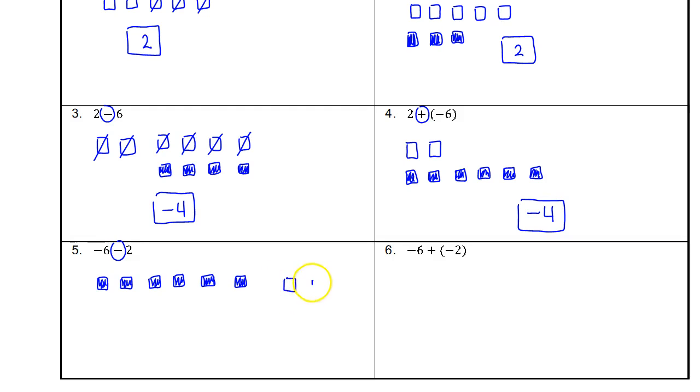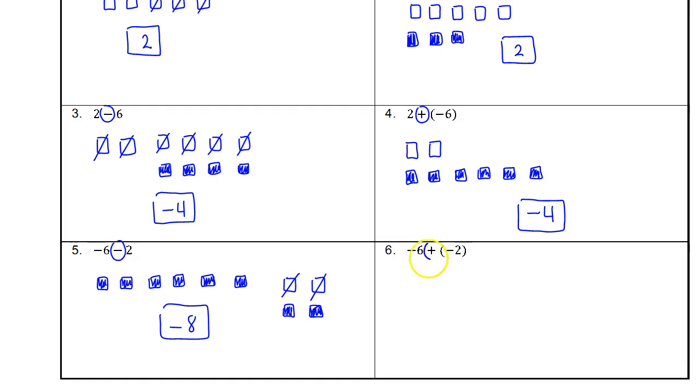I have to add zero pairs, and specifically 2 zero pairs. I want to have 2 positives that I can remove, but I have to add 2 negatives to cancel those out, so that my model still represents negative 6, the first integer in the problem. But by adding my zero pairs, I can now remove those 2 positives, and if I count up all of the negative chips that I'm looking at, I have 8 of them, so the difference is negative 8.